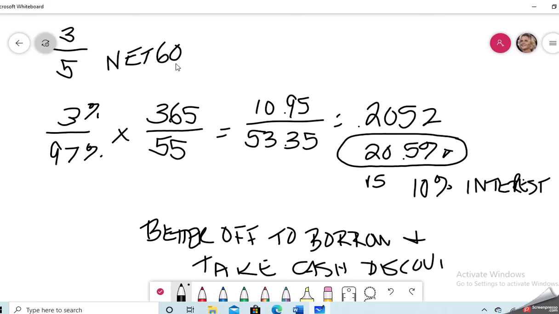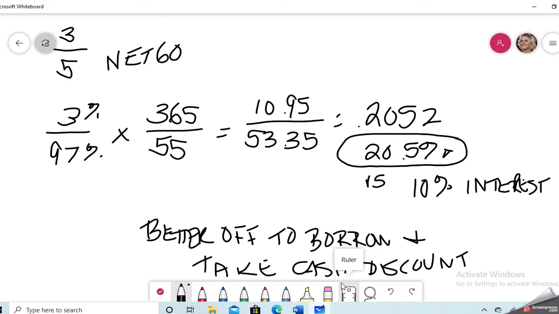Okay, so that would be our ultimate goal, and that's normally what they're having us do. We're looking at it to say, what would be the cost of this trade credit that we're receiving? We compare it to what the bank is going to charge us in interest. And as long as this percentage is higher, then the answer is we would be better off to borrow that money and to take the cash discount.